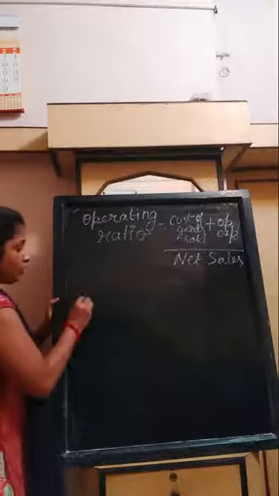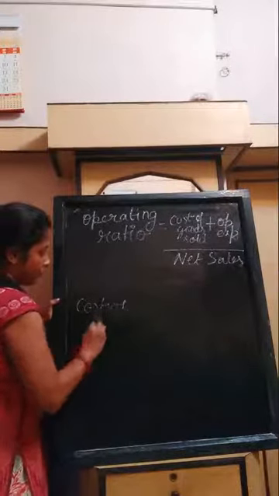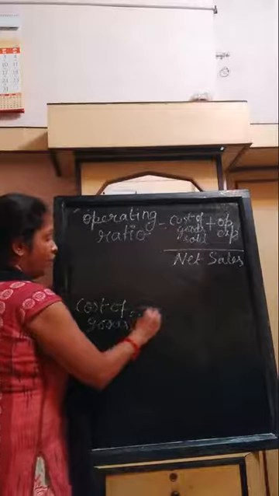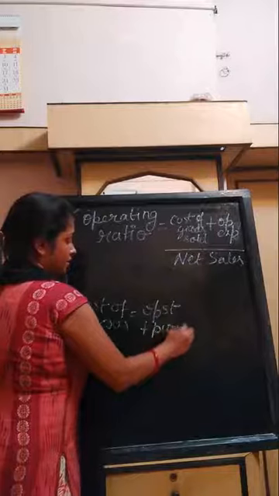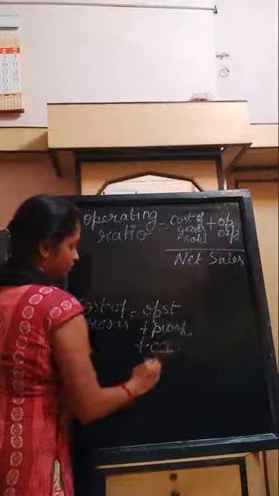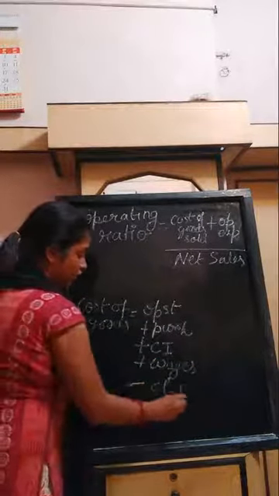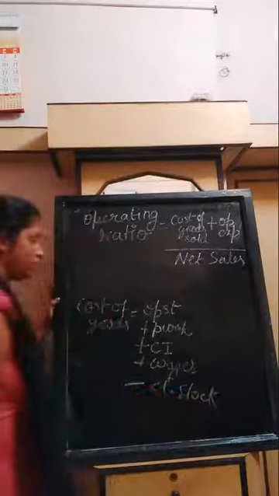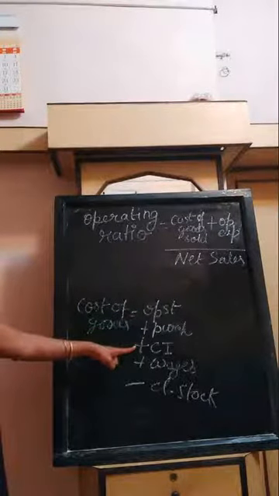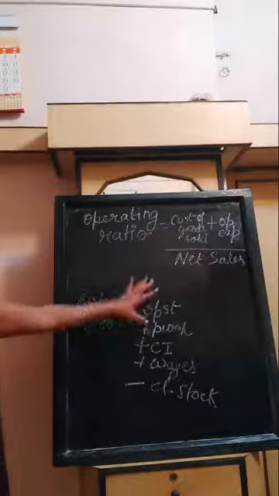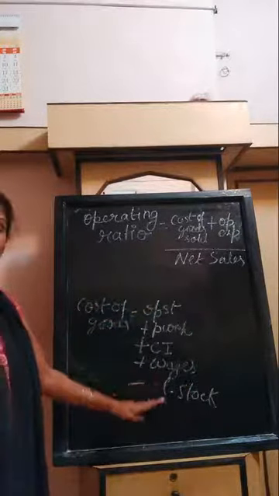Now, cost of goods sold, I have previously told you that we can get from opening stock plus purchase plus carriage inward plus wages minus closing stock. This is the formula. These are the items which are to be included in cost of goods sold. From the trading account we can prepare cost of goods sold.